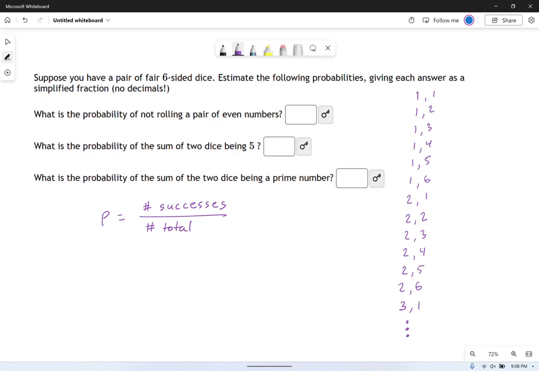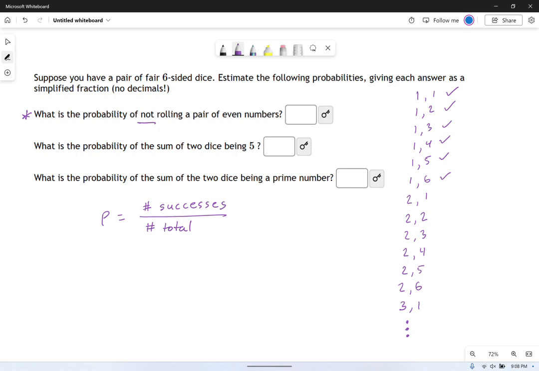So let's use an example. What's the probability of not rolling a pair of even numbers? Well, here's what we have to do. We count up the number of pairs of numbers that are not both even. So if I look here, I'm going to put check marks next to the ones that satisfy this rule. That one's good. That one's good. All these ones with 1 are good because they all have 1 as one of the numbers. That means it's not a pair of even numbers.